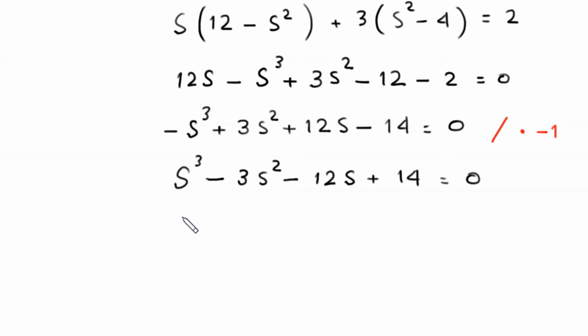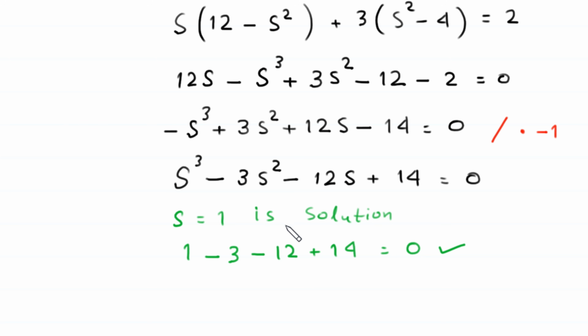If we check s is equal to 1 in this equation, then this will become 1 cubed is 1 minus 3 times 1, 3, minus 12 times 1, 12, plus 14 equal to 0. This is true, which means that s is equal to 1 is a solution of this cubic equation, which also means that s minus 1 is a factor of this cubic equation.